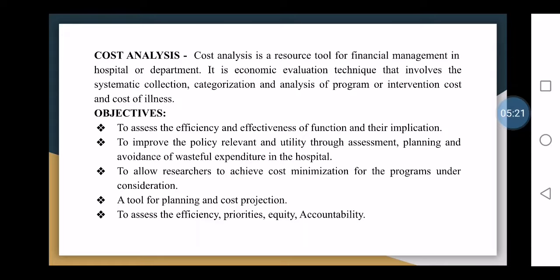Cost analysis acts as a tool for planning and cost projection. In order to plan for the higher levels in the coming years, how we can do a new project for a cost projection, how we can increase the income, all these things will give us an idea if we do the cost analysis. It is also used to assess efficiency, priorities, equity and accountability. So for all this, cost analysis is very much important.